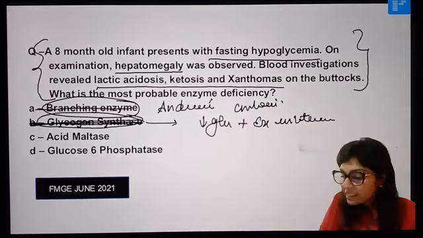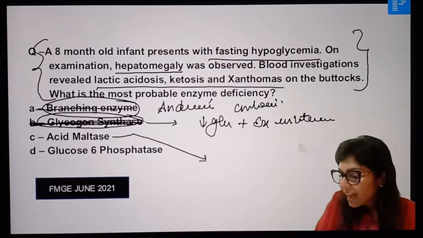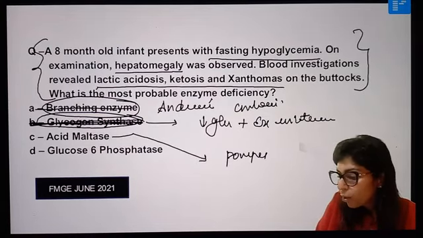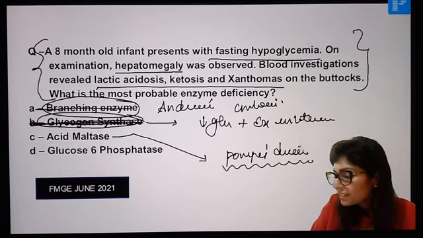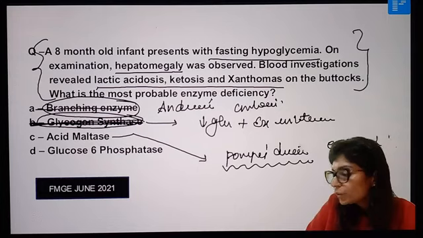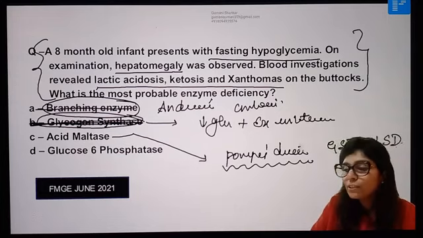Okay. Acid maltase defect. Acid maltase defect is Pompe's disease. I want you to know that Pompe's disease is the only glycogen storage disorder which is also a lysosomal storage disorder.